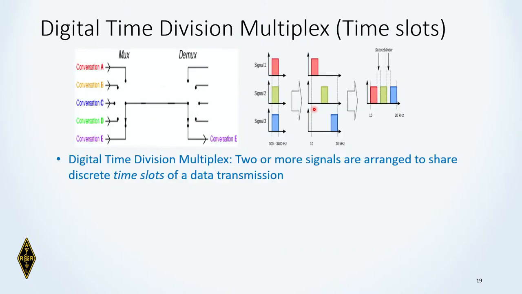A few more notes about it. Here's some blue text. We'll see it in a pull question. Digital TDM: two or more signals are arranged to share discrete time slots of a data transmission. So here we're sampling. Conversation A is red. So here we've got the red one. And we're sampling all of these and eventually putting them into a signal that looks like this. So each one of these samples goes into a time slot, and then you can transmit this out on one circuit.